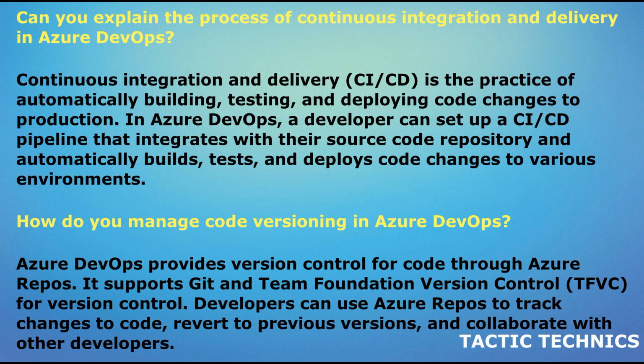How do you manage code versioning in Azure DevOps? Azure DevOps provides version control for code through Azure Repos. It supports Git and Team Foundation Version Control, TFVC, for version control. Developers can use Azure Repos to track changes to code, revert to previous versions, and collaborate with other developers.